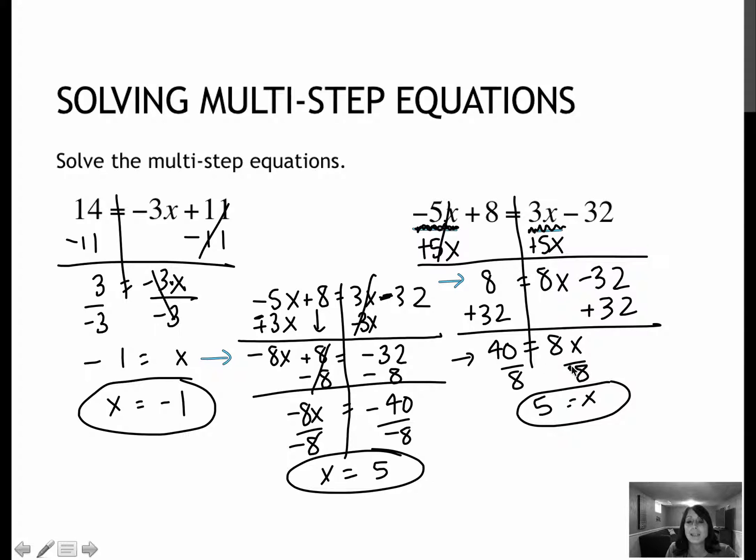This way was easier because I didn't have any negatives to deal with, and I got x equals 5, but x was on the wrong side. This way I had to deal with more negatives, but the x was on the proper side. So you can make that choice each time, and it really won't matter which one you do.